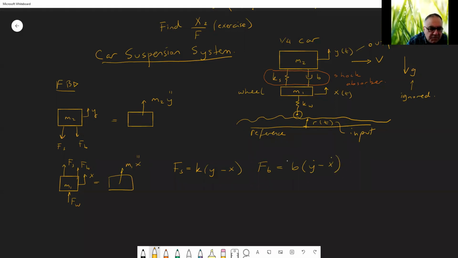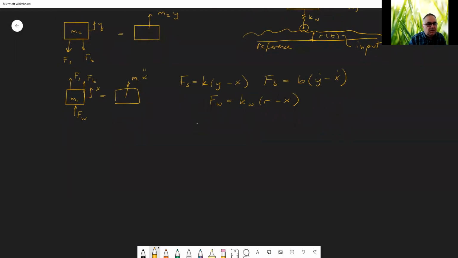And similarly, Fb is written as b times (y dot minus x dot). And Fw, the wheel force, is similarly Kw times (r minus x). Okay, r is the input. So we just write our equations now.